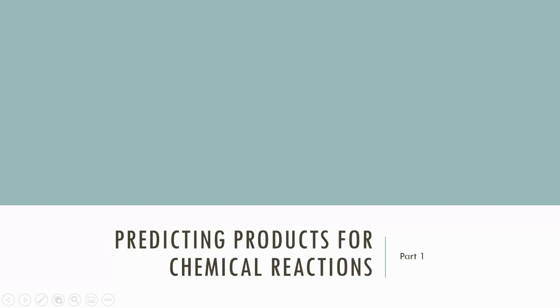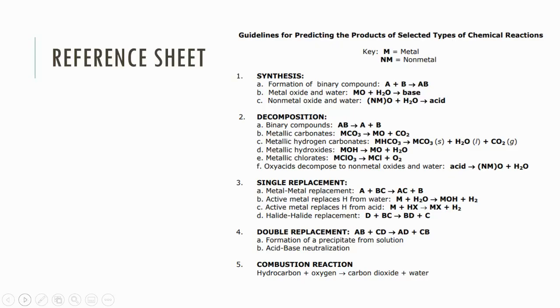Hey everyone, in this video we're going to be going over predicting products for a couple different types of chemical reactions. Specifically, we're going to be looking at combustion reactions, decomposition reactions, and synthesis reactions. So to start, I want to point your attention to your reference sheet.